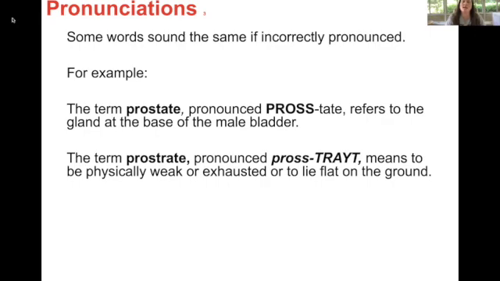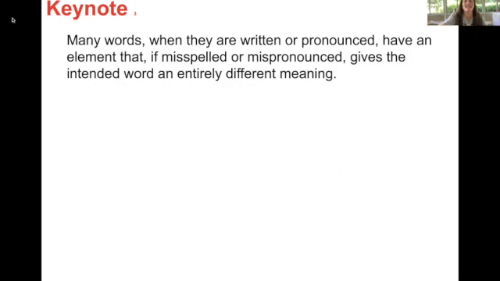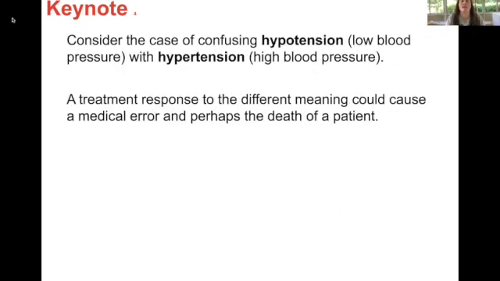But if somebody is prostrate, as in with an R, that means physically weak, exhausted, that kind of thing. Very big difference if you're telling somebody these examples. So again, pronunciation is key. You have to be very careful. You have to be very precise.